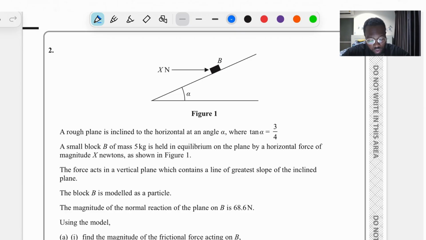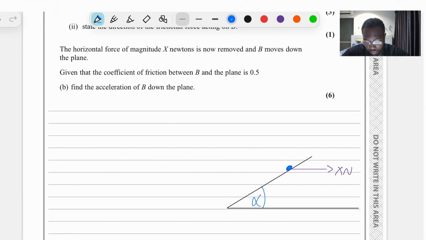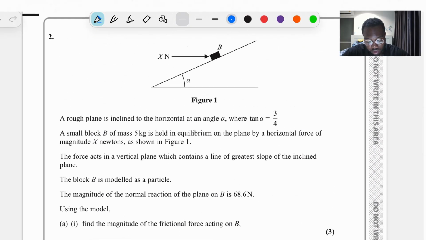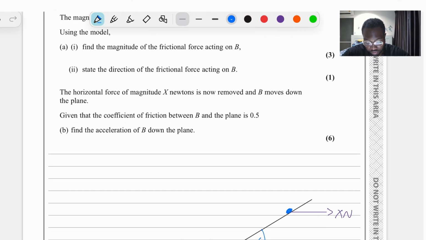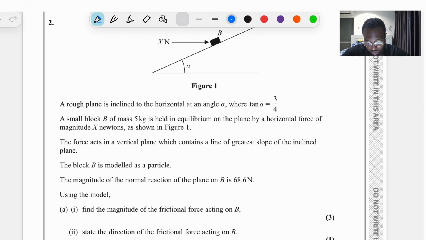Okay, so for question 2, this is a forces question. So what I'm going to do first thing is draw my diagram. So I've started to draw it now. What I've done is, we've got the horizontal force here of x newtons. I've just drawn it on the other side. I feel it's a bit easier if you draw the forces more outwards than inwards. And I've also drawn the angle alpha as well. So just keeping it the same.